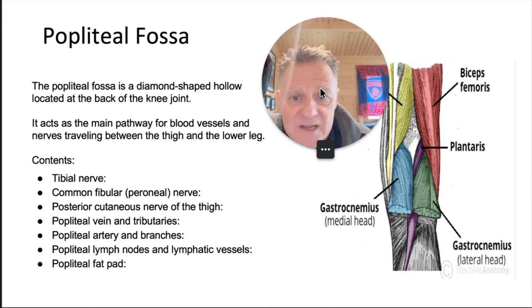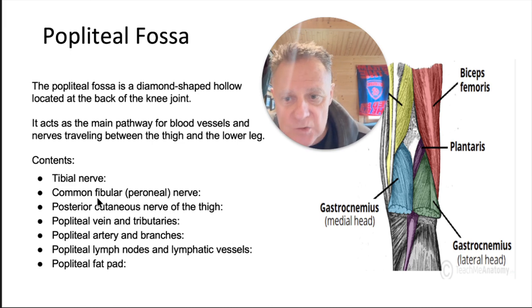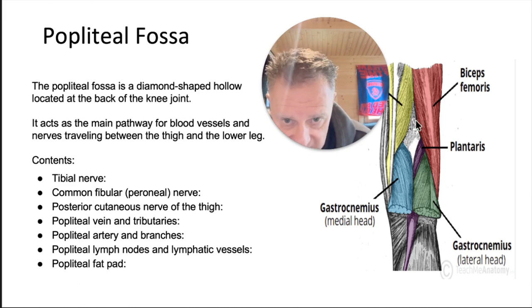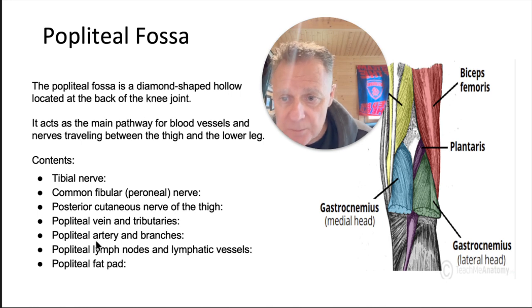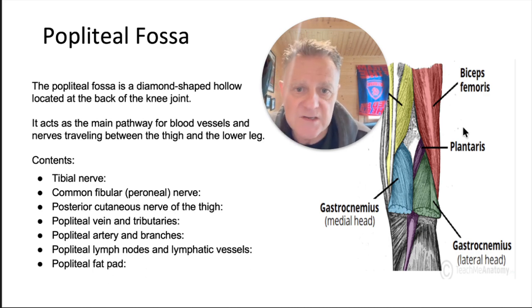And inside the popliteal fossa, the reason we talk about it is it has clinical significance because it carries the following components contained within here: the tibial nerve, the common fibular nerve, the posterior cutaneous nerve of the thigh, the popliteal vein and its tributaries, the popliteal artery and its branches, and the popliteal lymph nodes and lymphatic vessels, and the popliteal fat pad as well. So you're going to need to remember that one.